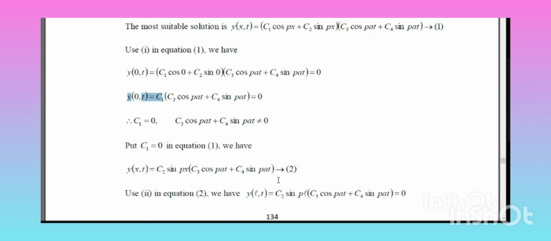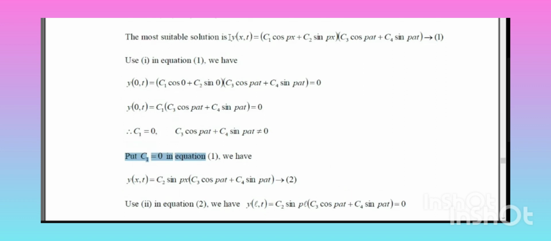So C1 is equal to 0. C3 cos pat plus C4 sin pat is not equal to 0. We have got C1 is equal to 0. So substitute C1 is equal to 0 in equation number 1. Equation number 1 is here.